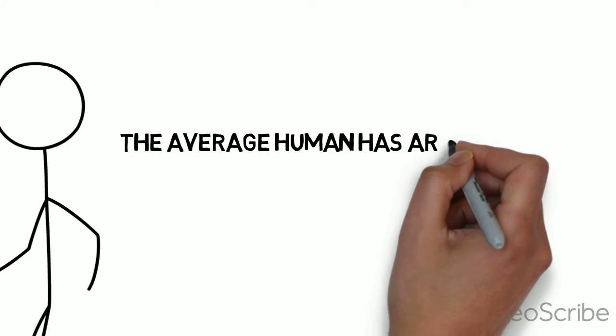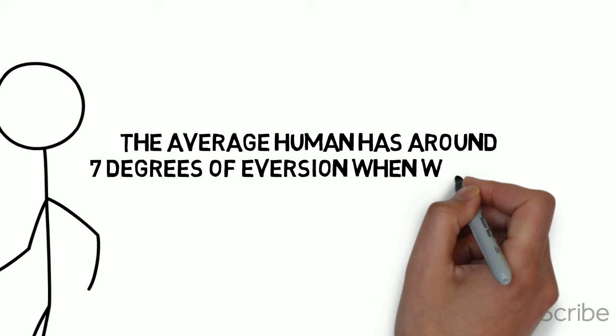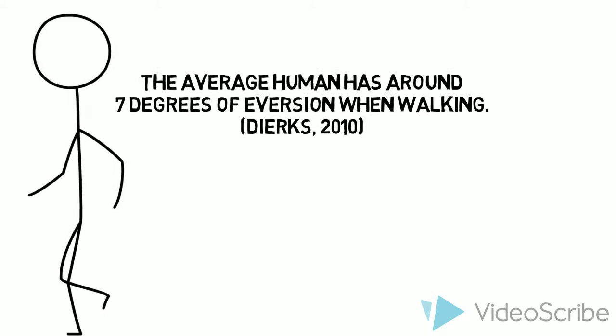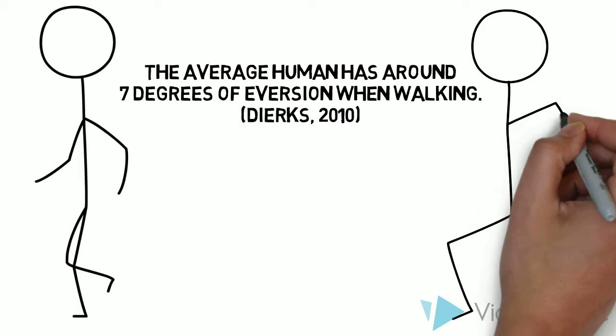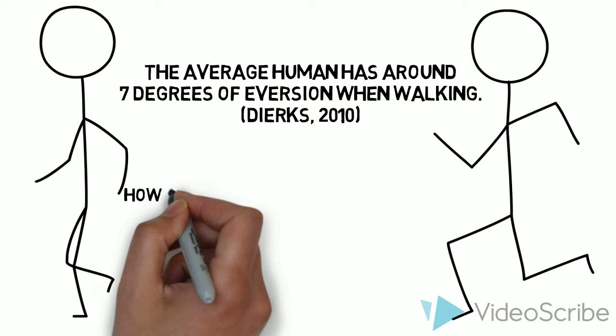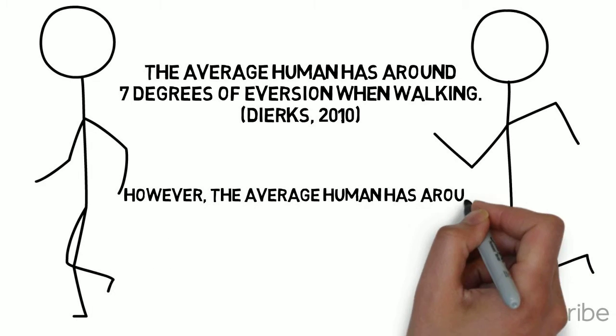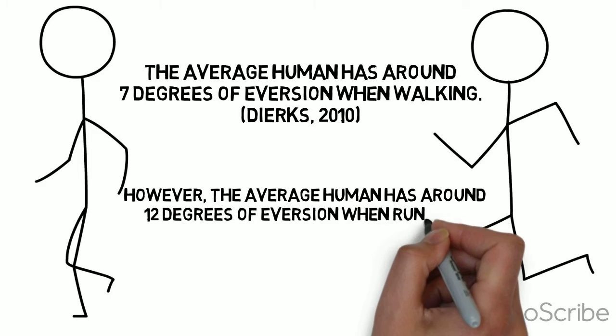Through an analysis of two separate studies, we discovered that the average maximal angle of rear foot eversion during the stance phase of walking and running is approximately 7 and 12 degrees respectively. This gives an average difference of 5 degrees.